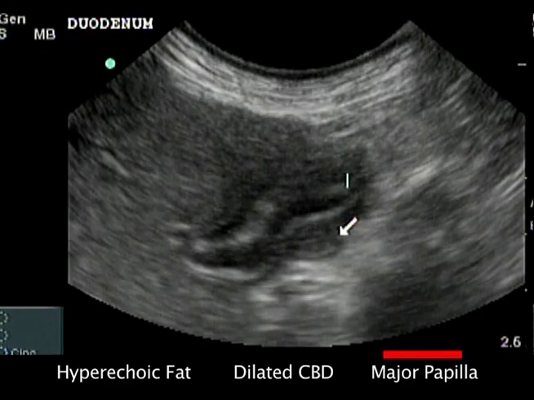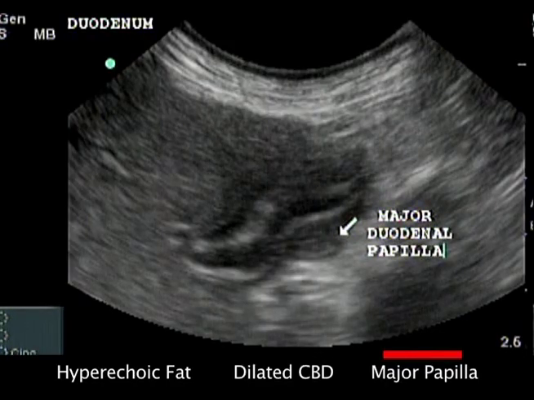The major duodenal papilla is not seen in every patient every time. It is more commonly seen if it or the common bile duct is enlarged due to a disease of the liver, gallbladder, duodenum, or pancreas.